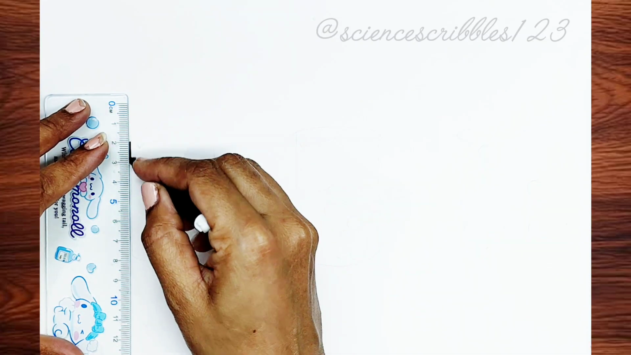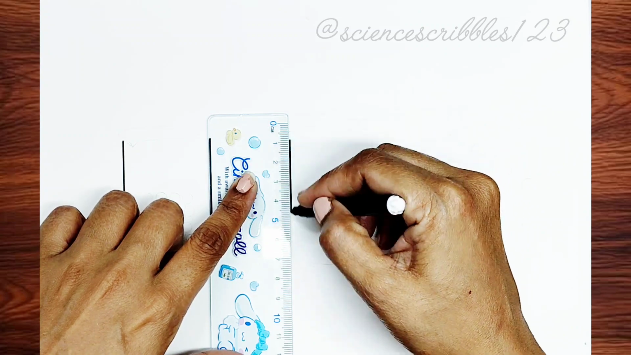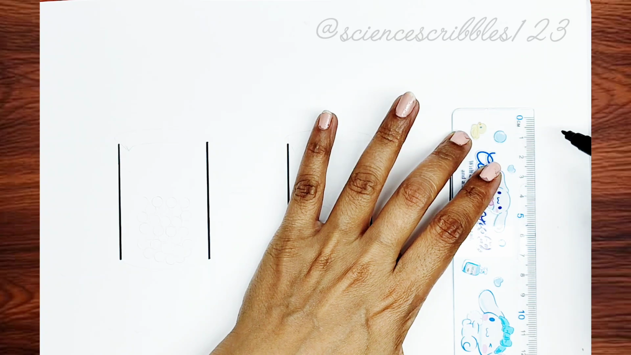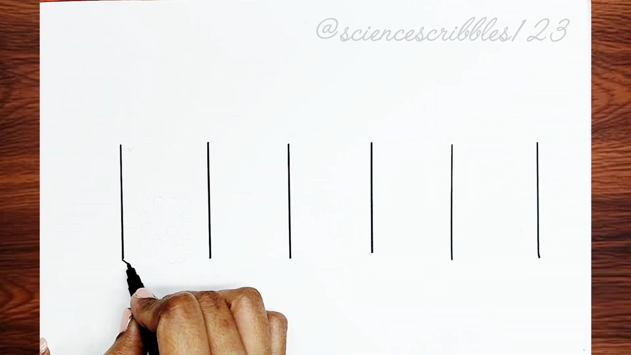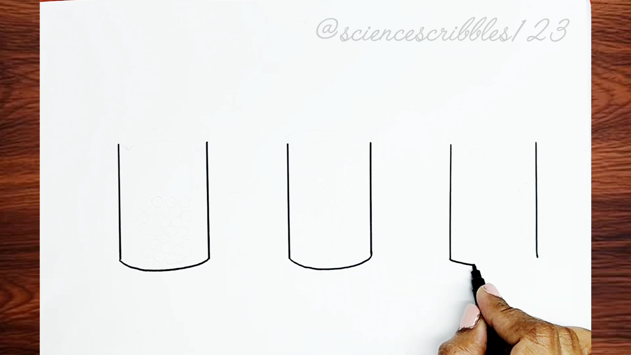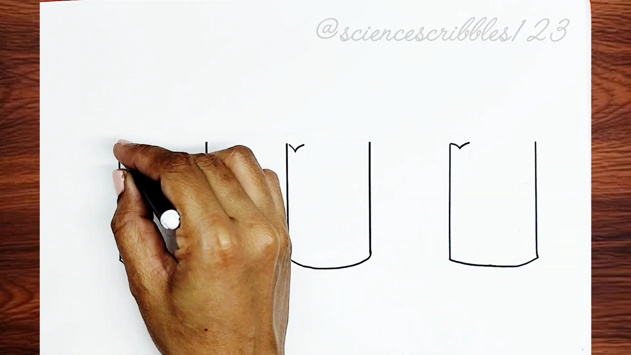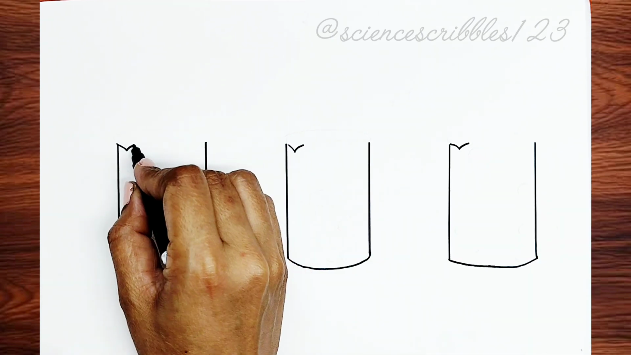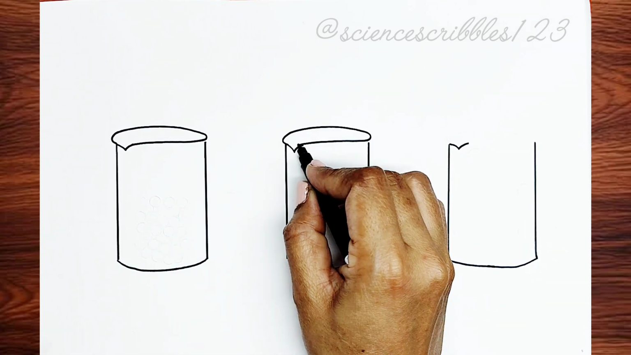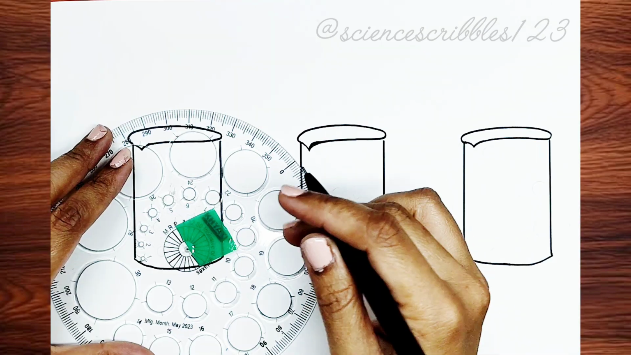Let's begin by drawing 3 parallel lines. Next, use a curved line at the bottom to connect and cover the 3 lines so that it forms the shape of a beaker. On top of the 2 outer lines, draw an arch-like shape to represent the mouth of the beaker. Now we have 3 beakers.